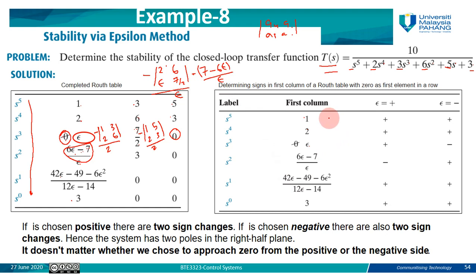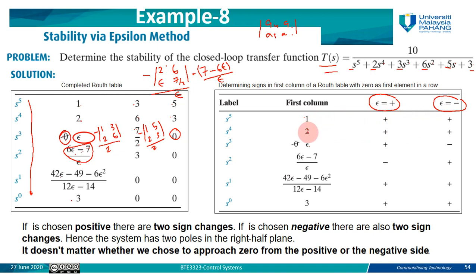If you go for the first column here, we want to check: is our system stable or not? We want to check how many changes in sign there are among the elements in the first column. So 1 to 2, positive to positive, no change. 2 to epsilon, we don't know if it is positive or negative. It depends on our assumption. We assume epsilon is a positive number, or we could assume epsilon as a negative number. We said epsilon is very small, so it's 0.0001 or 0.0005. Is it positive or negative? It depends.